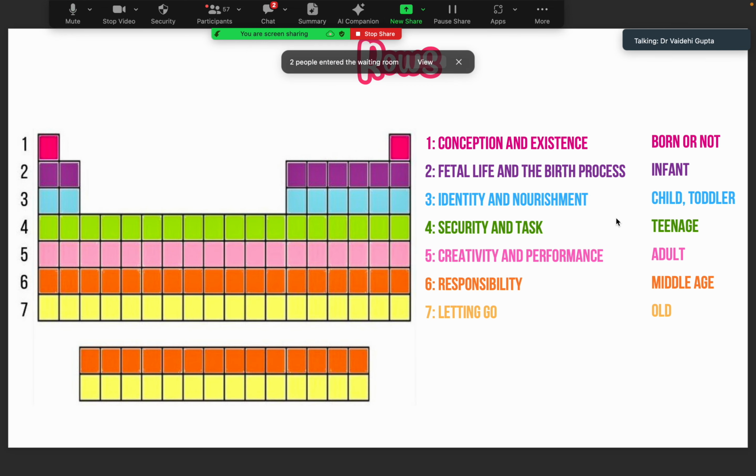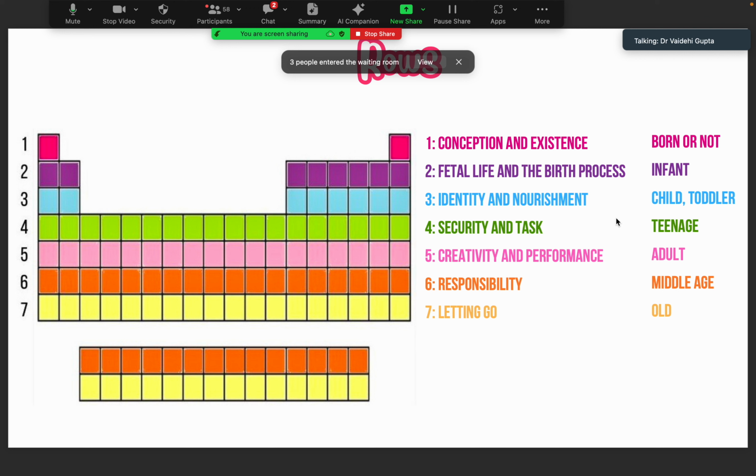Rows. There are 7 rows and every row is about a certain theme. Row 1 is conception and existence. Since the elements in row 1 are quite small, hydrogen and helium, hydrogen has atomic number 1 and helium has atomic number 2. So both of them are quite small. That's why there is a doubt whether they actually exist or not. And also all these 7 rows correspond to a certain age group. So it relates to the age of born or not.